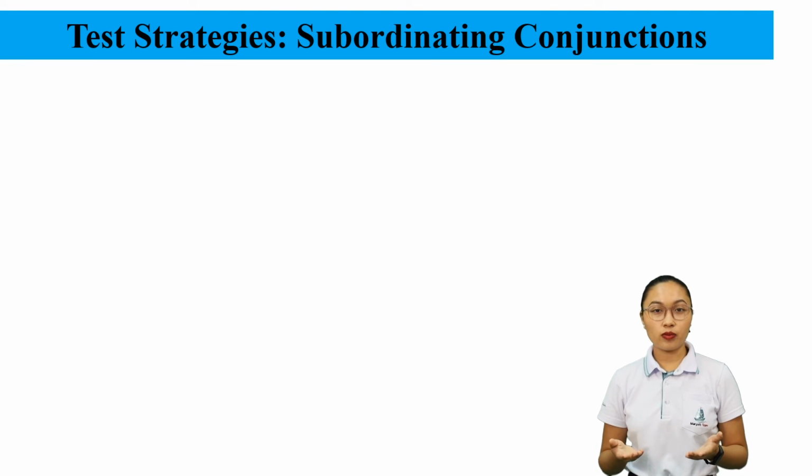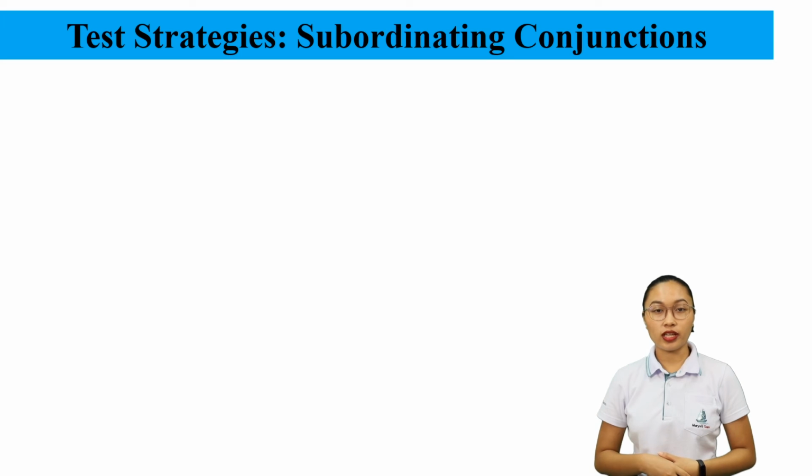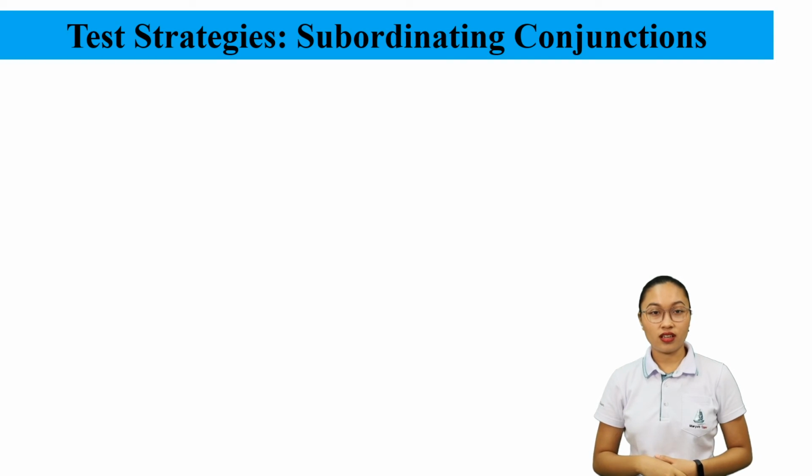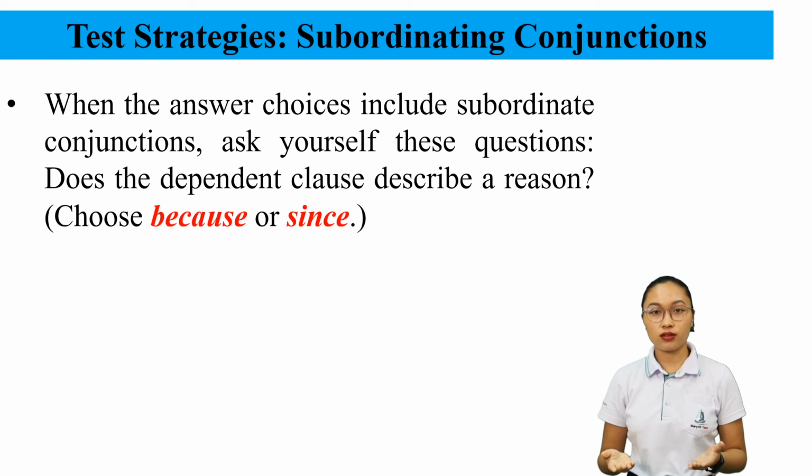The last topic we covered in Part 6 is subordinating conjunctions. This is the main strategy you can use to choose the right answer. When the answer choices include subordinating conjunctions, ask yourself these questions. Does the dependent clause describe a reason? Choose because or since.